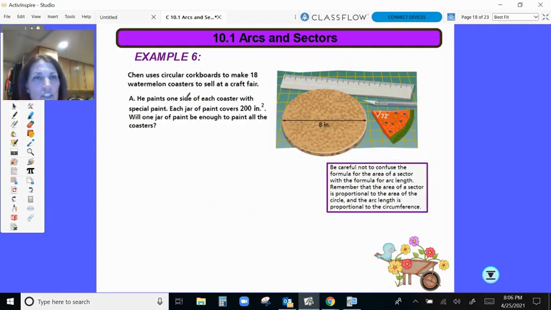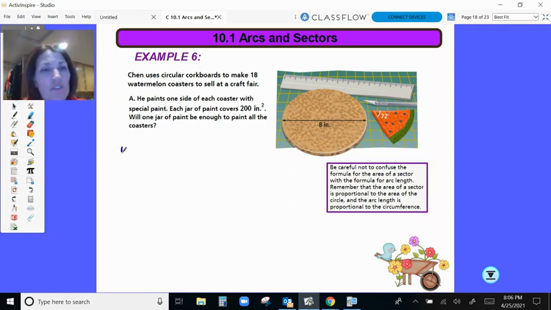Okay, Chen uses circular cork boards to make 18 watermelon coasters, like you see right here, to sell at a craft fair. He paints one side of each coaster with special paint. Each jar of paint covers 200 inches squared. Will one jar of paint be enough to paint all of the coasters? So we're going to find out the area of one, and then multiply that by 18 to figure out how many square inches we have, and then see if that's enough.